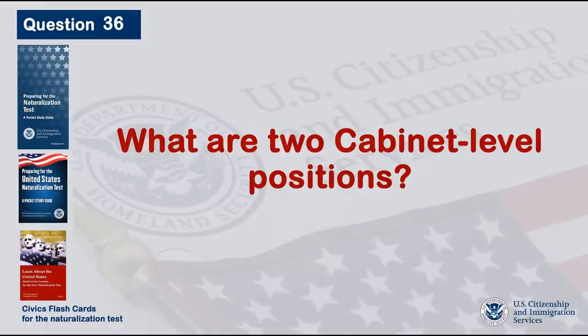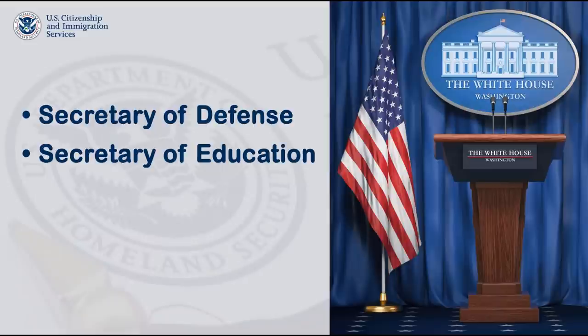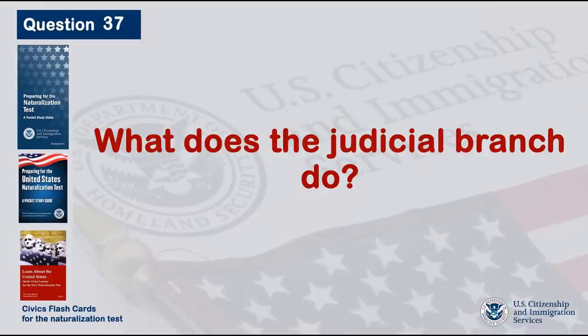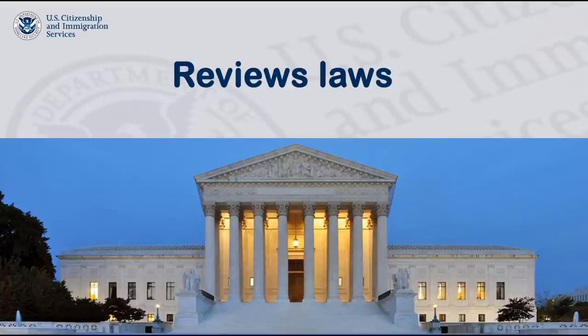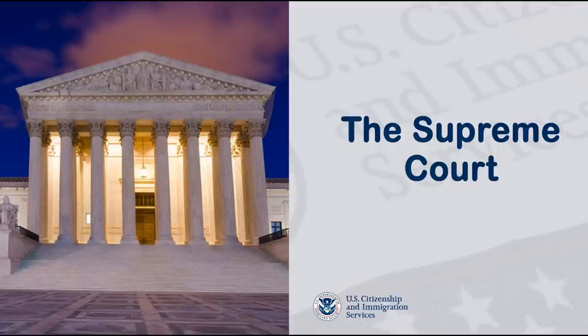What are two cabinet-level positions? Secretary of Defense. Secretary of Education. What does the judicial branch do? Reviews laws. What is the highest court in the United States? The Supreme Court.